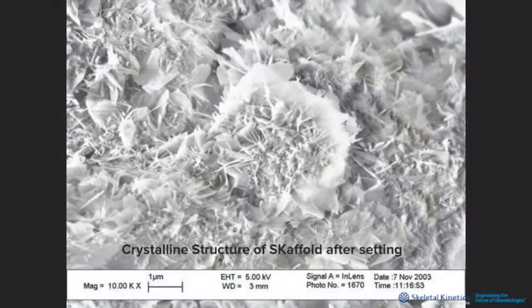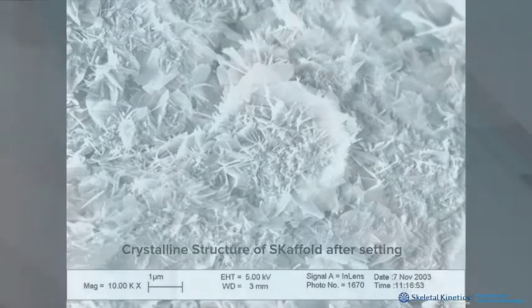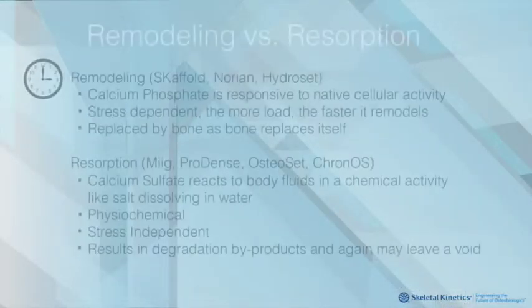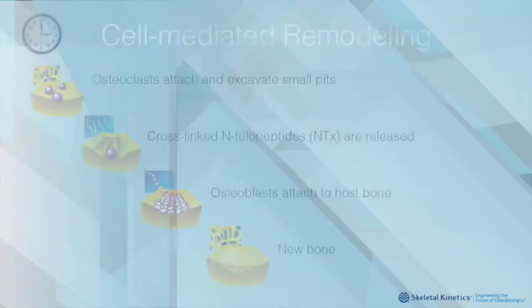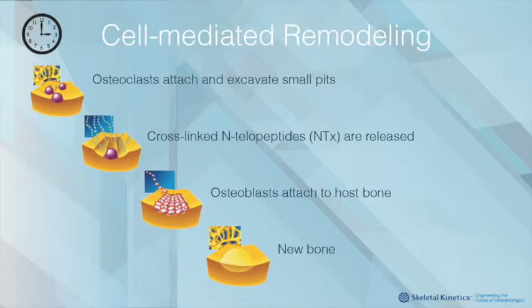This image shows a highly magnified topical picture of the crystalline structure that SKaffold exhibits once cured. An important part of every algorithm is its timing. This particular product, SKaffold, remodels and does not resorb. It's responsive, as mentioned, to native cellular activity. It is stress dependent. The more load, the faster it remodels, and it will be replaced by bone as bone replaces itself.